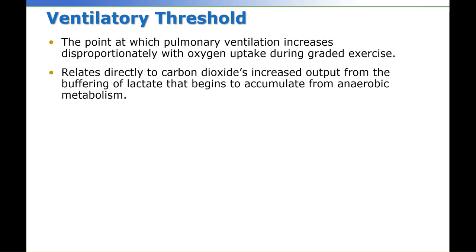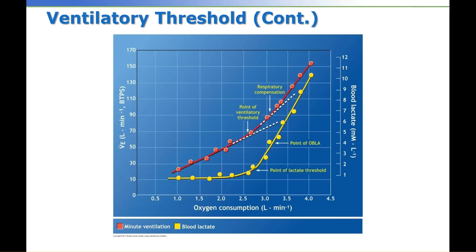Then it starts to really accumulate, where you have the onset of blood lactate accumulation, either from exercise intensity, from the lactate system, the anaerobic system, or from just a steady state increase even from the aerobic system. And then you have that point of ventilatory threshold where you have to start breathing more quickly. That's called the respiratory compensation. And that's what this shows.